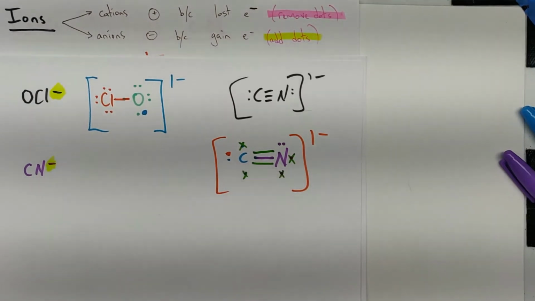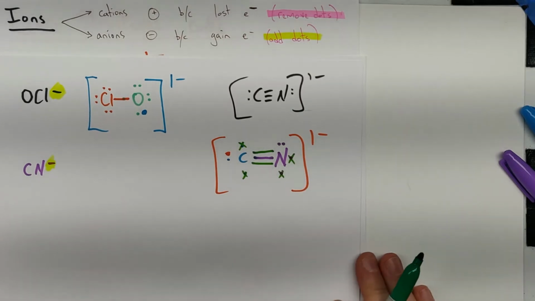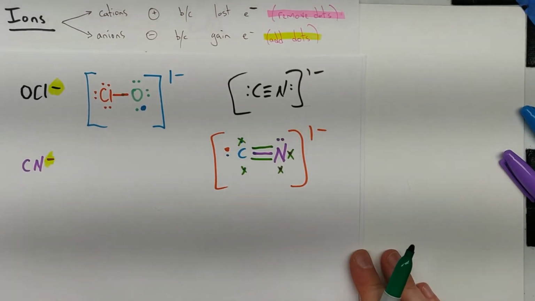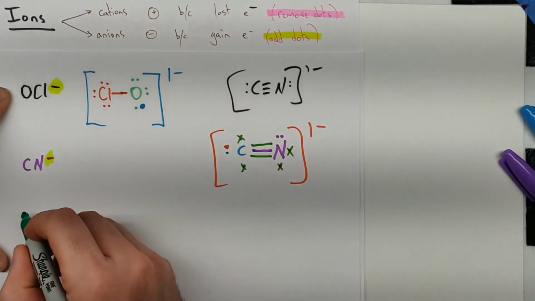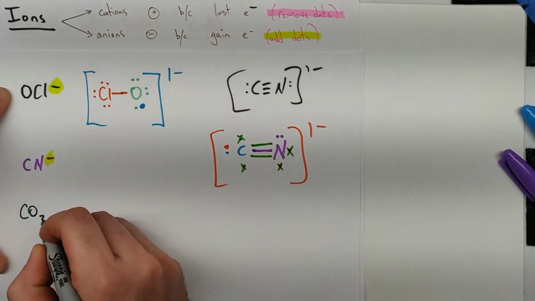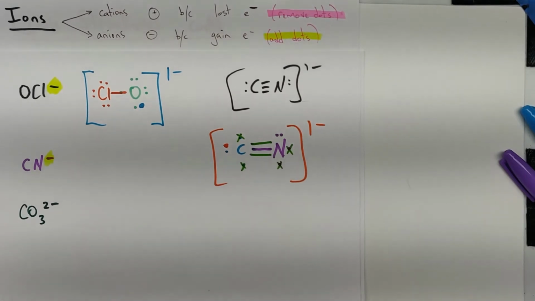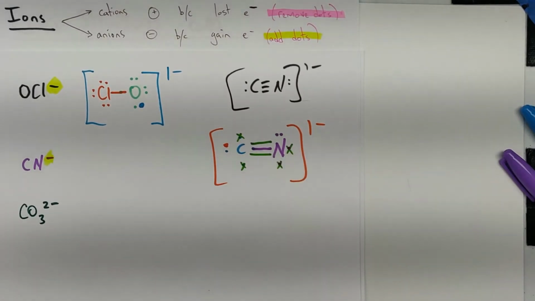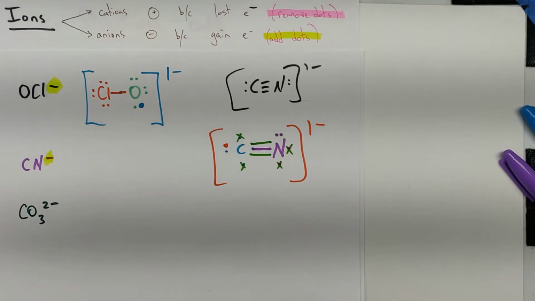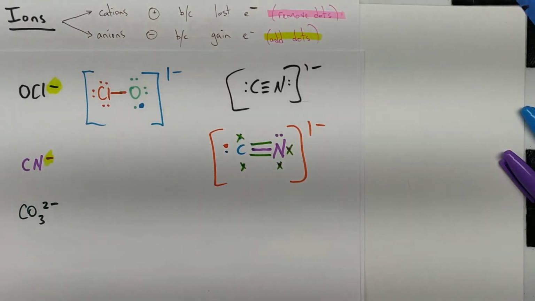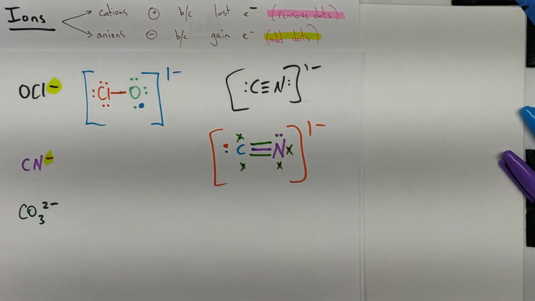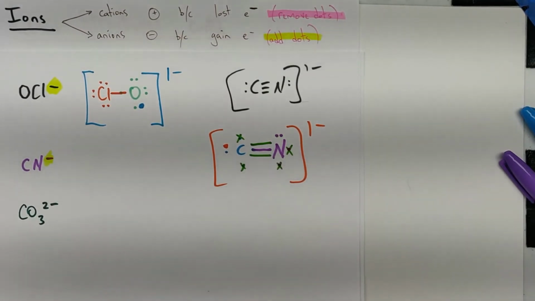I want to continue on with this theme of polyatomic ion examples that are getting slightly more complicated. And we're going to give the carbonate polyatomic ion a try right here. So carbonate, CO3 2-. So you've heard of it. Baking soda is sodium bicarbonate, sodium hydrogen carbonate. Limestone is calcium carbonate. Washing soda is sodium carbonate. So carbonates are pretty popular.